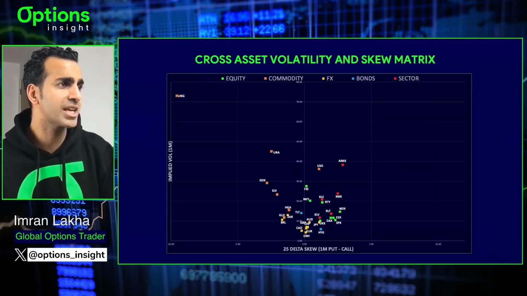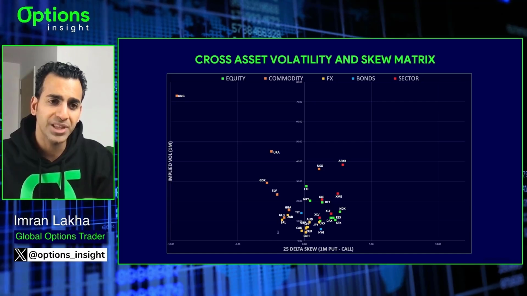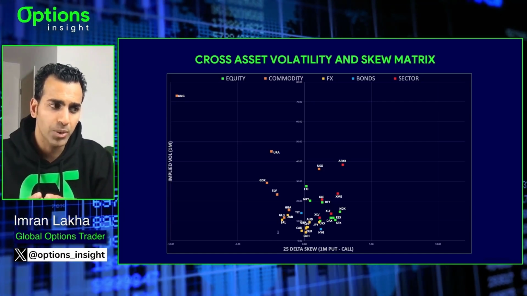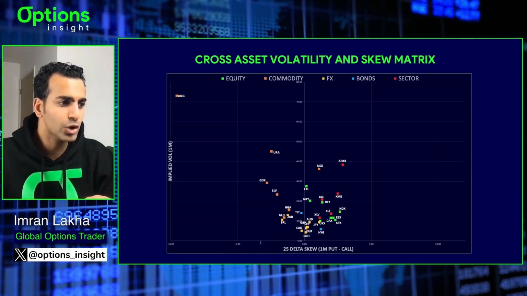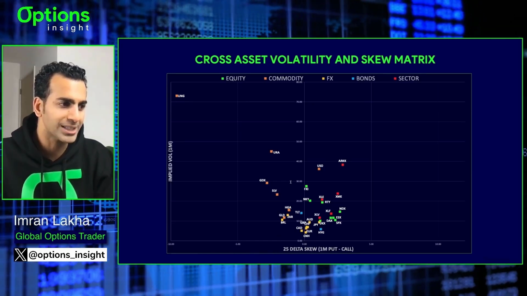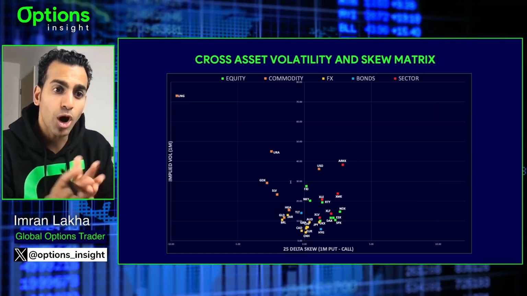And we've got this matrix here where we've got skew, very similar to what we showed you in that quadrant diagram, where we were saying levels of skew and levels of vol. So here we've got the skew on the x-axis, the vol on the y-axis, and we just plot where the vol and skew are for each asset.